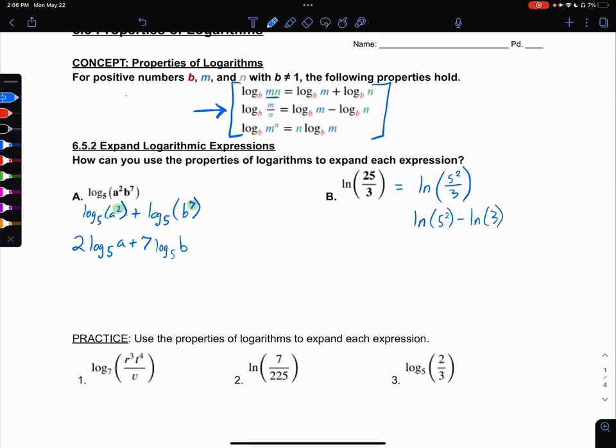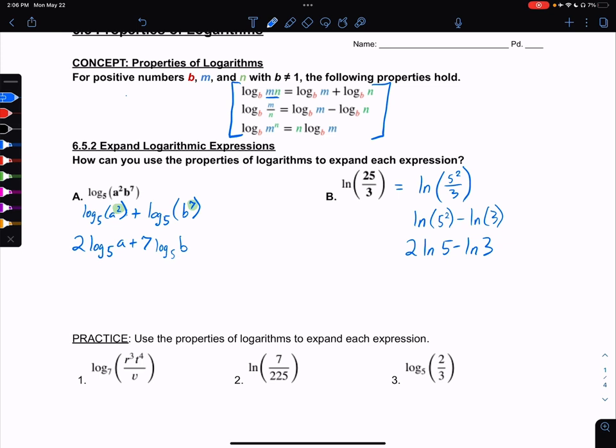Now you can put the 3 in parentheses, you don't necessarily have to because it only is the number 3, but it is good practice. Now we'll go back to our third property here. We have an exponent, so remember that exponent gets brought out front as a coefficient. So we would have 2 natural log of 5 minus the natural log of 3. And that's our expanded expression.